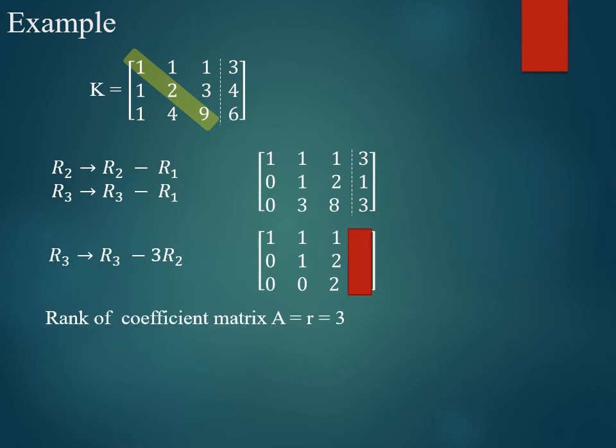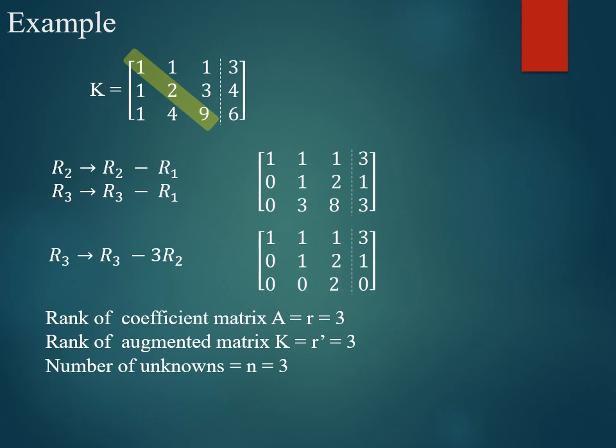Then we need to find the rank of coefficient matrix A. Rank of the matrix is equal to the number of non-zero rows. So if we hide the B part of the matrix, we get the rank of matrix A, that is, we have 3 non-zero rows, so the rank is 3. And if we consider the complete augmented matrix, again in the last row we have 2, and therefore the rank of the augmented matrix is also 3.